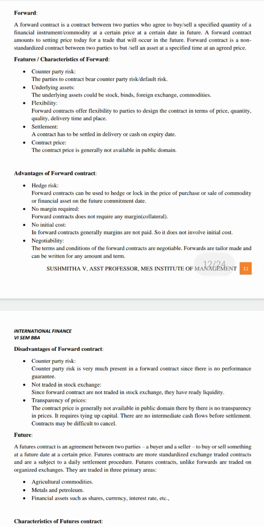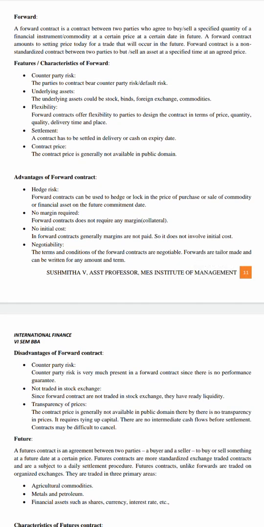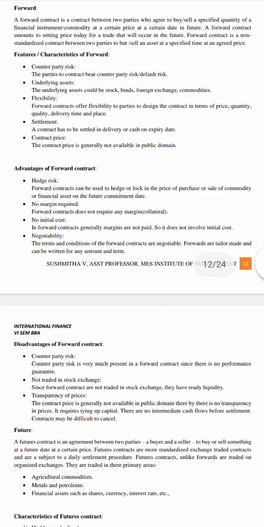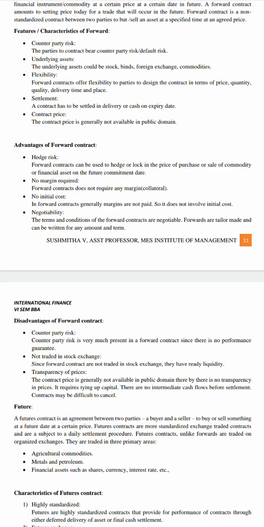Coming to the individual derivatives, first we have the forward transaction. A forward contract is a customized contract. I've already explained that. Under a forward contract we do have certain characteristics: it does have counterparty risk because it is not done through a proper exchange. There is no proper mechanism to execute the forward contract. So obviously we might face default risk in forward contracts.